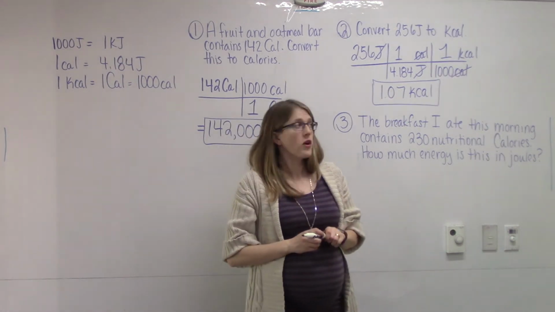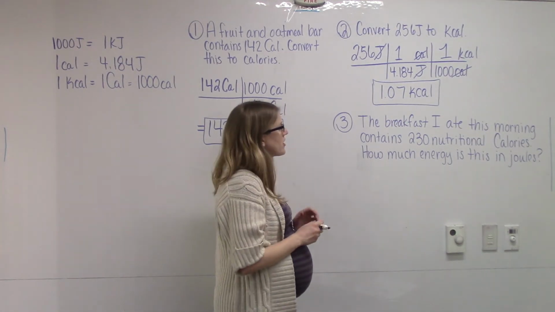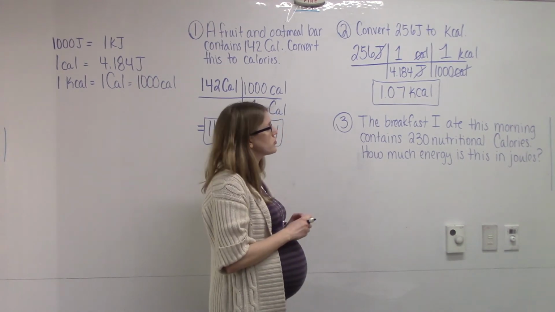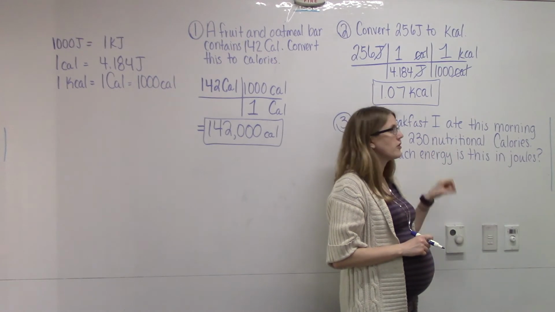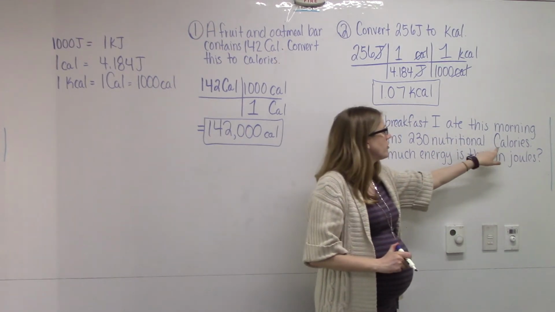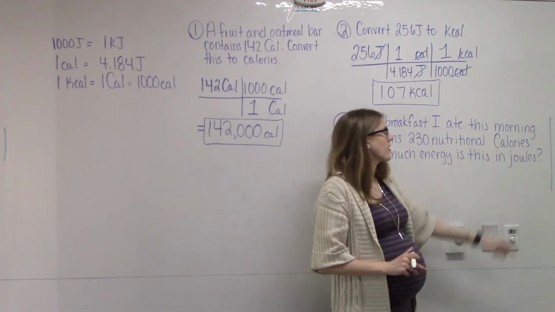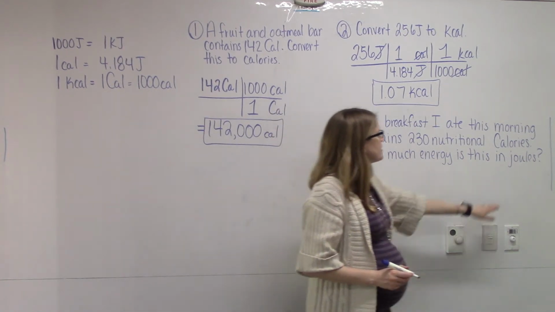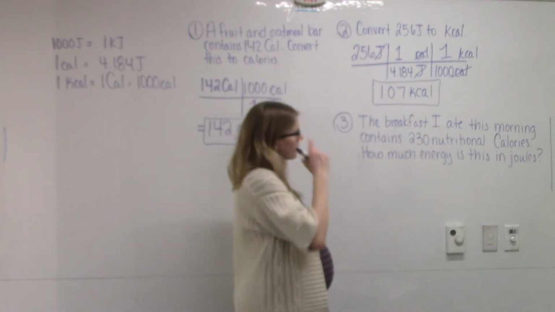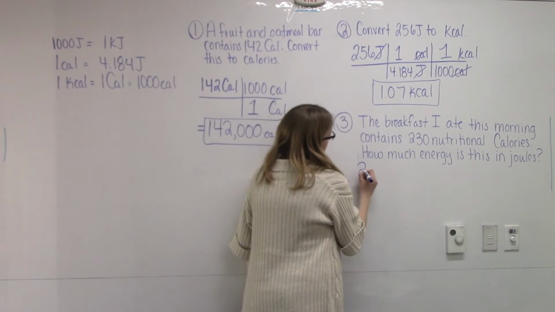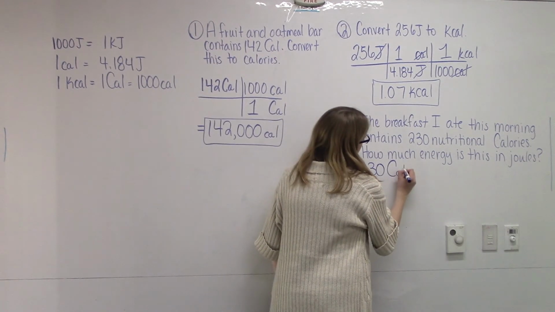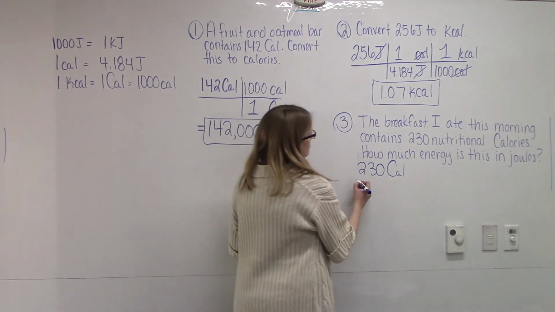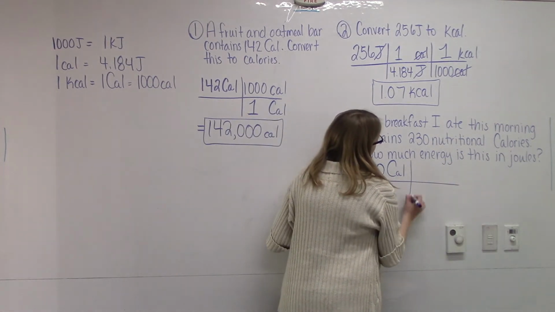Let's do one more. The breakfast I ate this morning contains 230 nutritional calories. When you see the word food or nutritional, it is talking about the food calorie. You can also see that this is a capital C right here. How much energy is this in joules? Okay, 230 capital calories. Notice I try to make my capital C very obnoxious so that people knew it was capital.